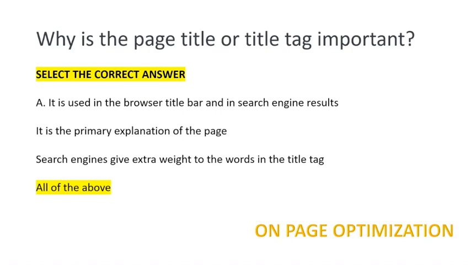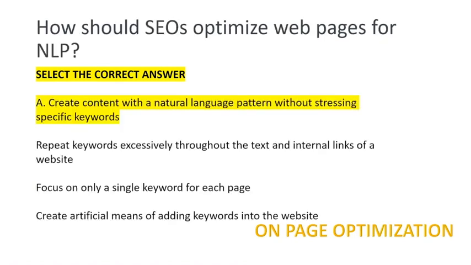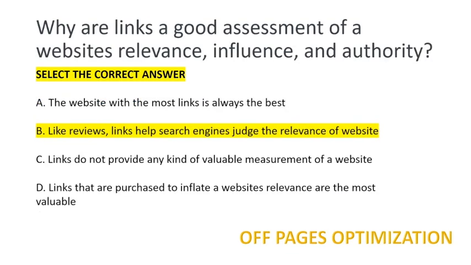All of the above. It is used in the browser title bar and in search engine results. It is the primary explanation of the page. Search engines give extra weight to the words in the title tag. How should SEOs optimize web pages for NLP? A. Create content with a natural language pattern without stressing specific keywords.